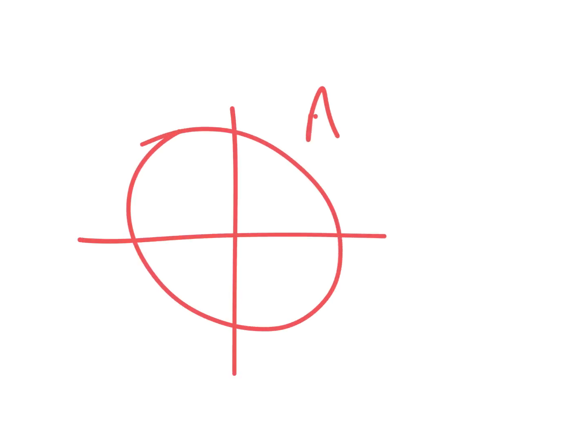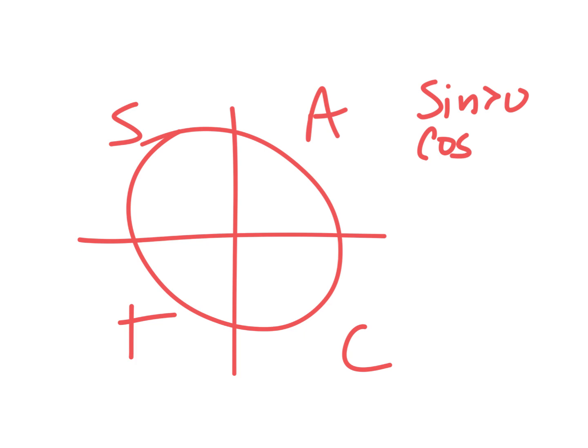So you're starting with a circle with ASTC around the outside. And I want to know, which quadrant am I in if sine is greater than 0, but cosine is less than 0? There's only one quadrant where that'll be. Sine's bigger than 0, cosine's less than 0. I'd like you to highlight it super clearly in a color.